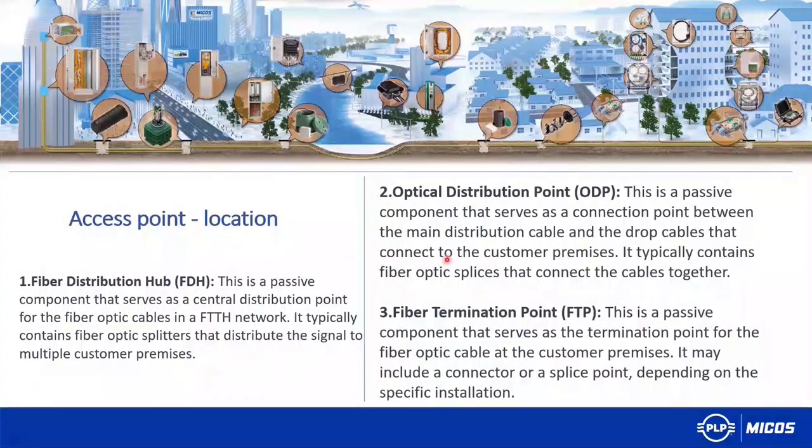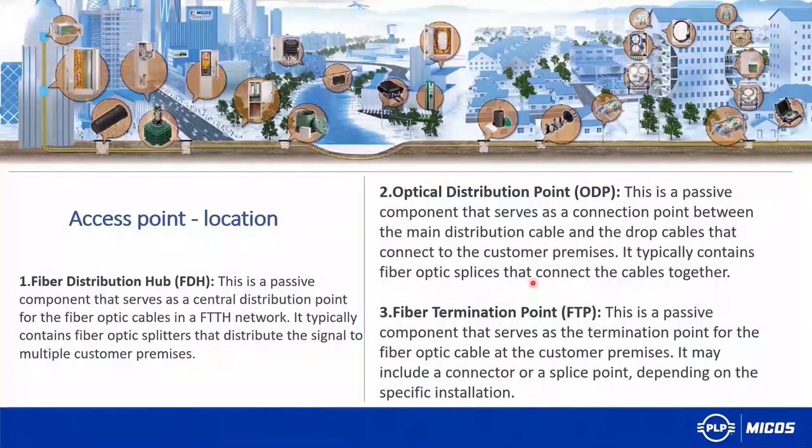Second one is ODP, which means optical distribution point. This is a passive component that serves as a connection point between the main distribution cable and the drop cables. It can be, for example, this wall box, which is mounted somewhere in a basement. You go with the outdoor cable inside, and from here you have drop cables going either to the floors or directly to the apartment.